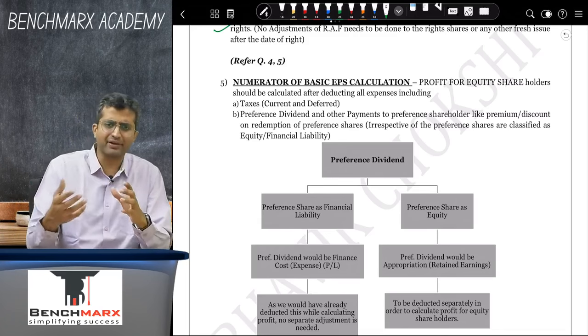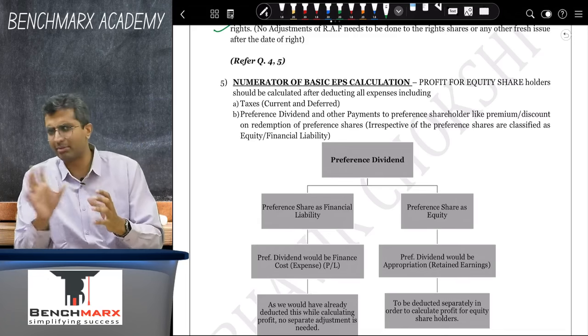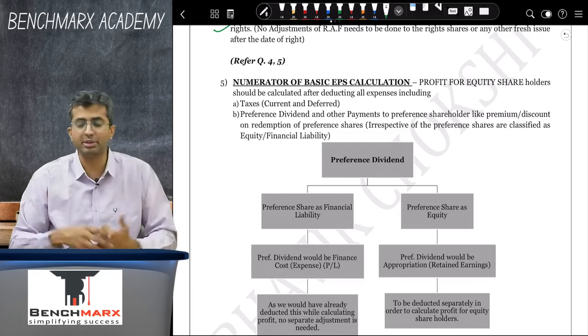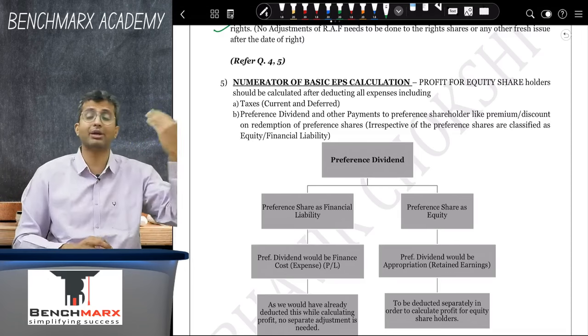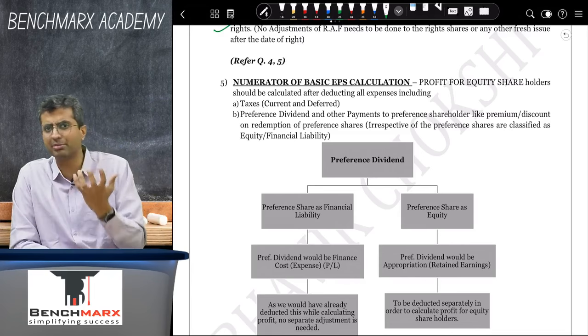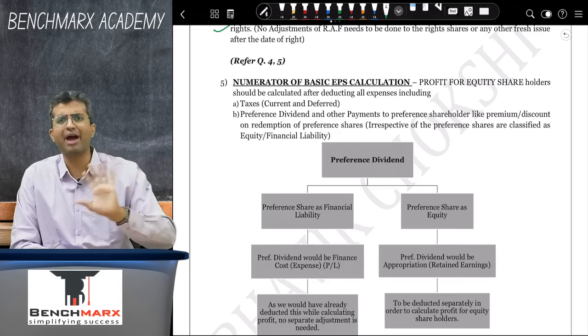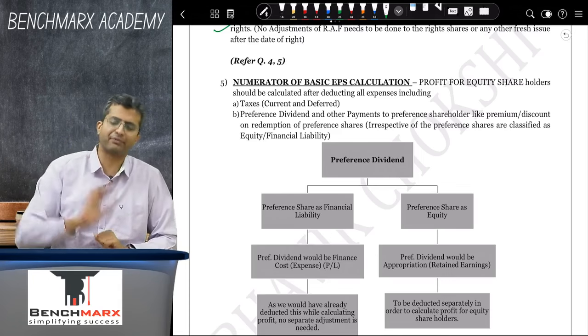Now, preference shares may be classified as a financial liability, which is generally the case for cumulative redeemable preference shares, or in certain cases they might also be classified as equity, like an irredeemable preference share with a discretionary dividend. In the numerator, you have to remember that you have to take the value after preference dividend.